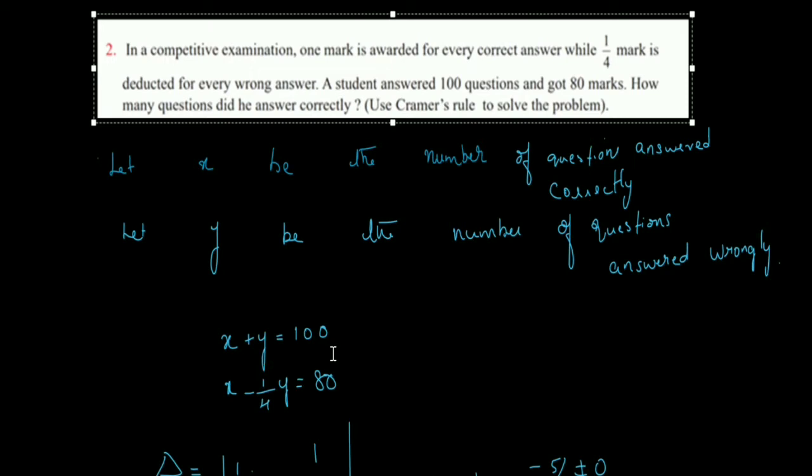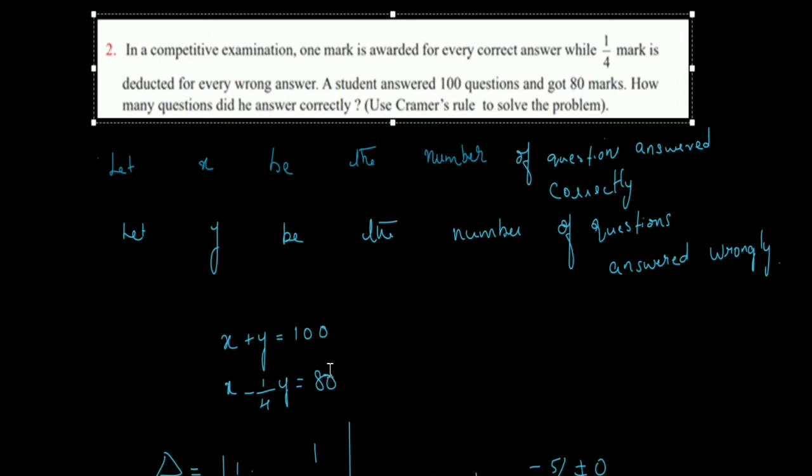First we are going to frame the equations. A student answered 100 questions. That means he answered all the questions. So the total number of questions he answered is equal to 100. That means the first equation is x plus y is equal to 100.